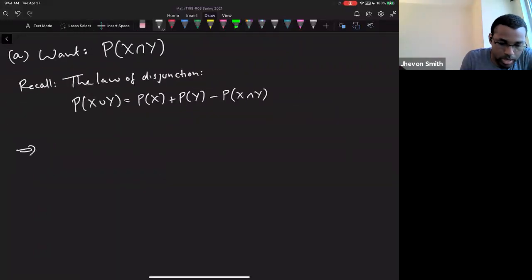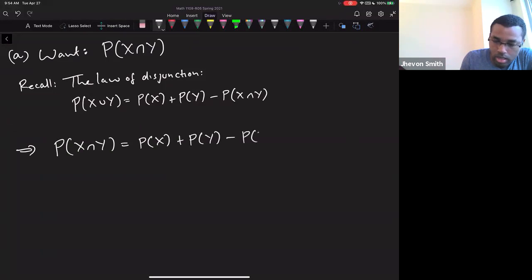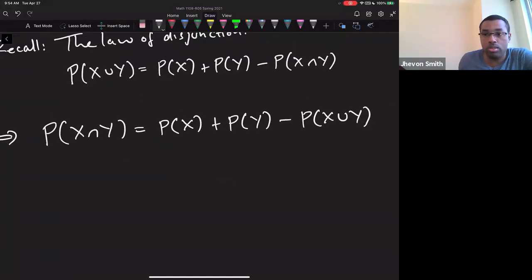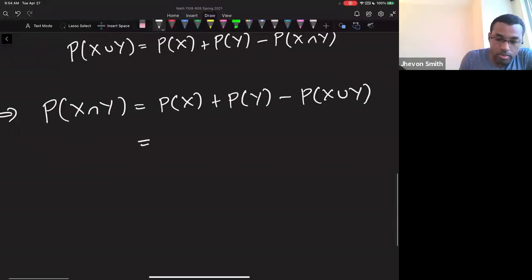So this means the probability of the intersection, I can just solve for it in this equation, right? By just moving the intersection to the left side and moving the OR to the right side, we can get that. And we know what each of these are, right?